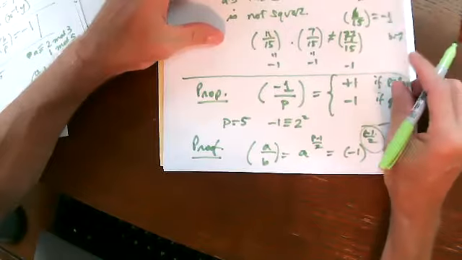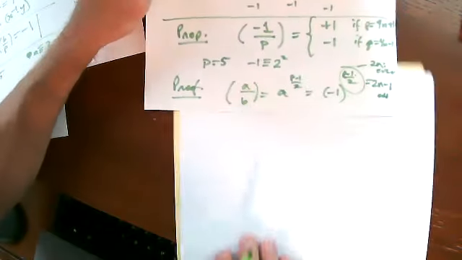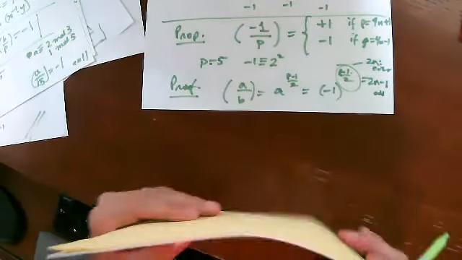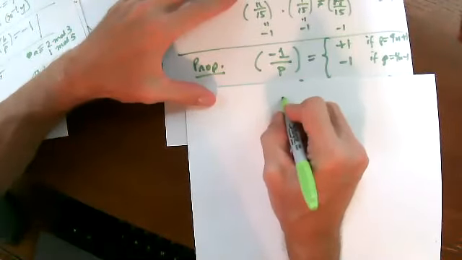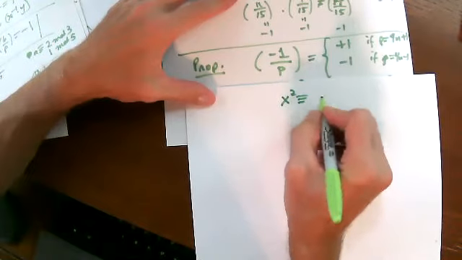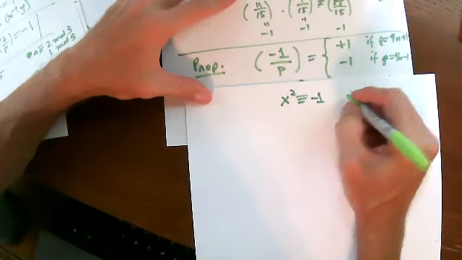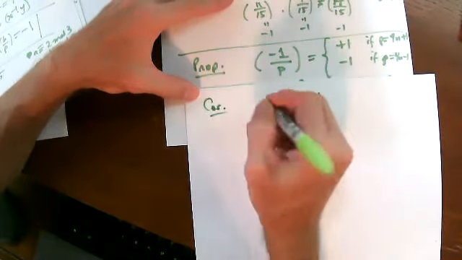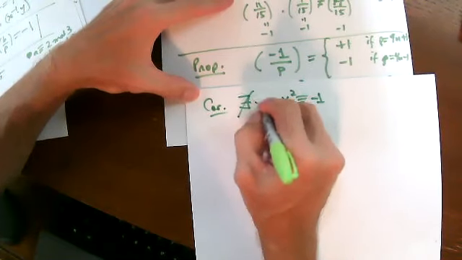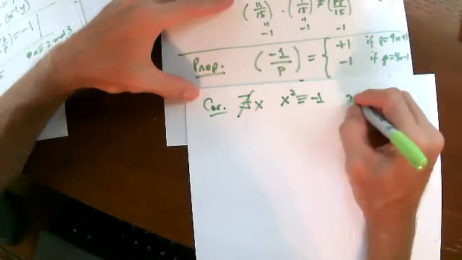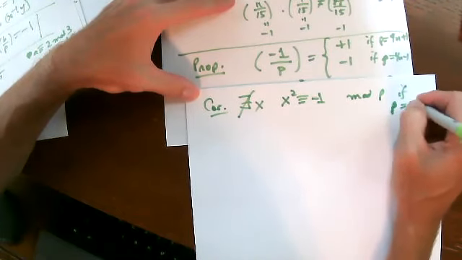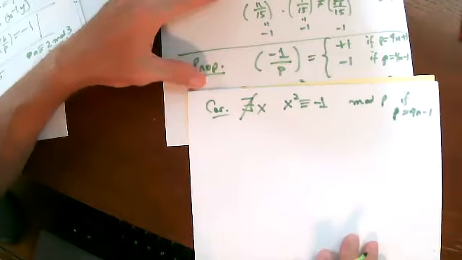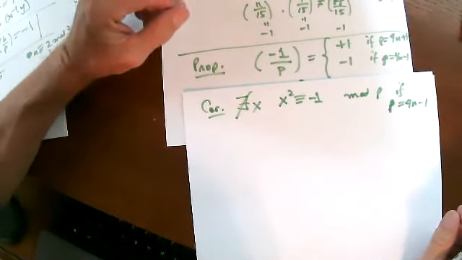So, well, this tells you two things. It tells you that if you have a prime that's 1 less than a multiple of 4, it will be impossible to ever have x squared congruent to -1. So the corollary for this is that there does not exist an x whose square is congruent to -1 mod p if p is 1 less than a multiple of 4. But, okay, that's just restating the same thing.